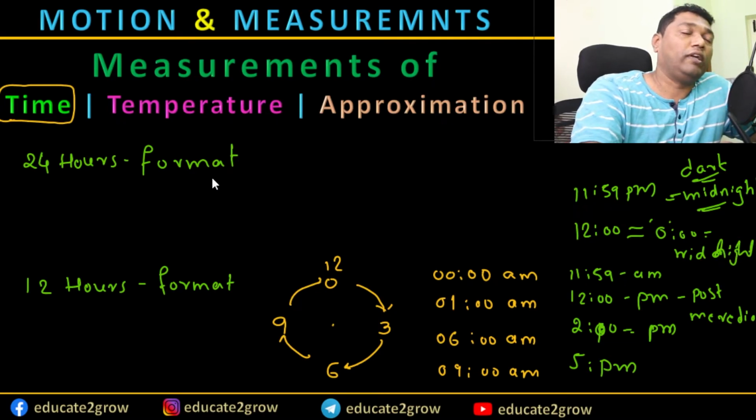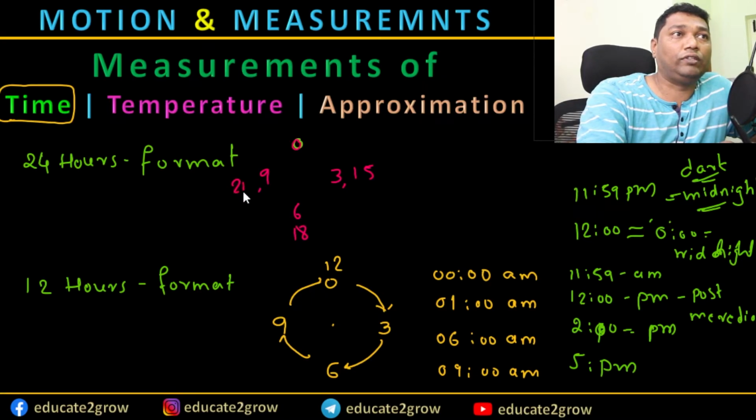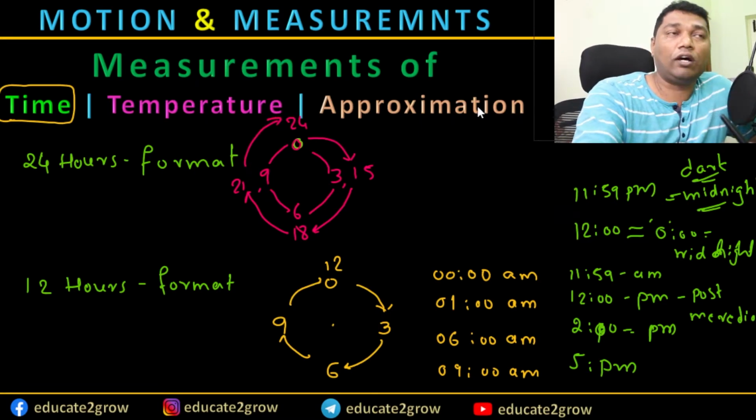So this is how in the 24 hours format it starts with 0, then 3, 6, 9, then 15, then 18, then 21, and 24. The first three is midnight, then morning, then afternoon, then midday, then evening, and this is going to be the next night, and this is completely midnight. So this is how it is.